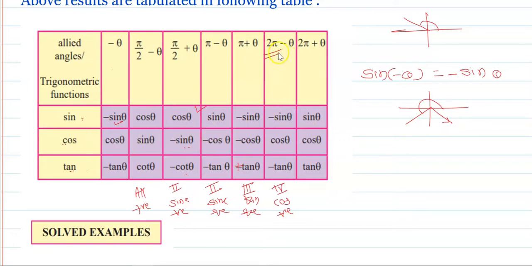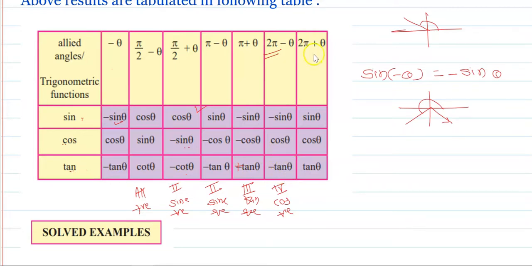Cos of 2 pi minus theta, it will remain cos. Okay, but in the fourth quadrant cos is positive, and hence cos of 2 pi minus theta is cos theta. Next, tan of 2 pi minus theta is tan theta, but in the fourth quadrant it is negative, and hence tan of 2 pi minus theta is minus tan theta, in this way.